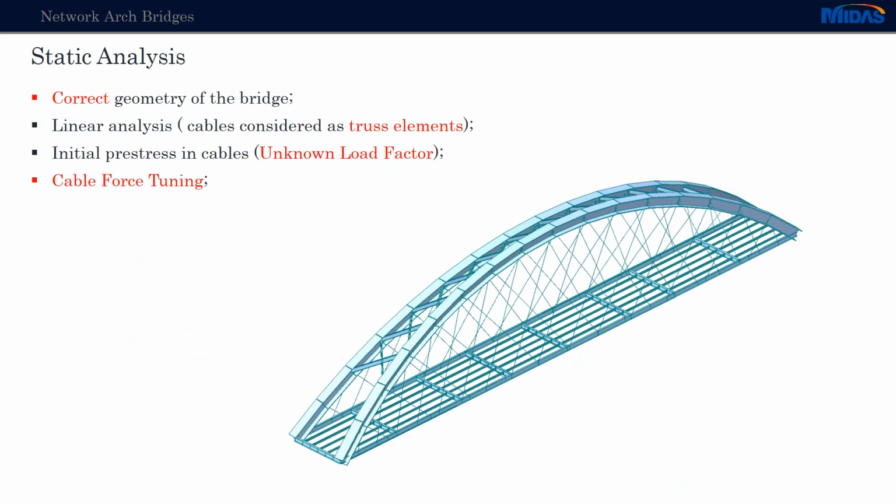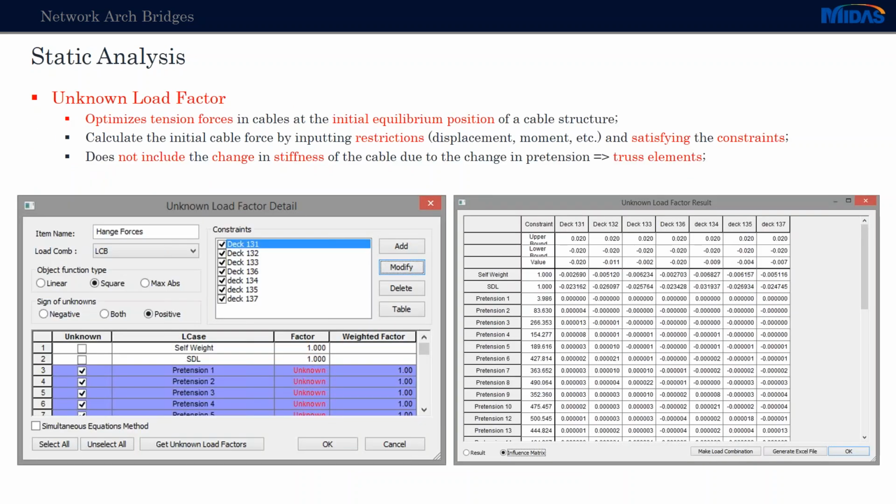geometry of the bridge, because we consider that in this type of analysis all the cables are tensioned. We don't need to use cable elements as in cable finite elements, because everything is tensioned, so truss elements should be enough. In Midas Civil, we have two functions that are very helpful for this, namely the unknown load factor used for the initial pre-stressing in the cables, and cable force tuning, which is used to tune the pre-stress in the cables. I will explain the unknown load factor first.